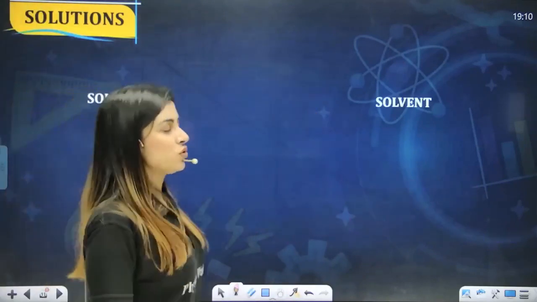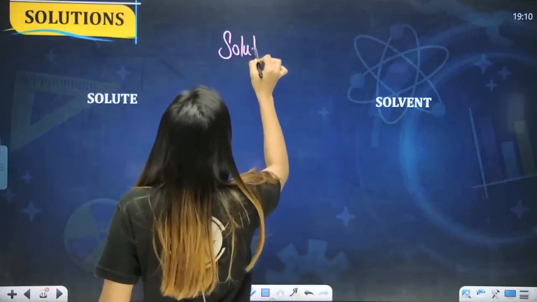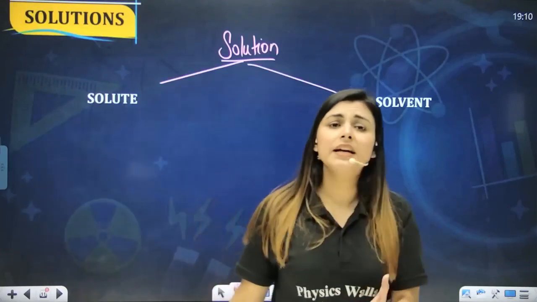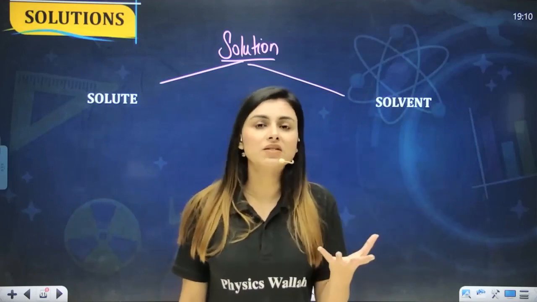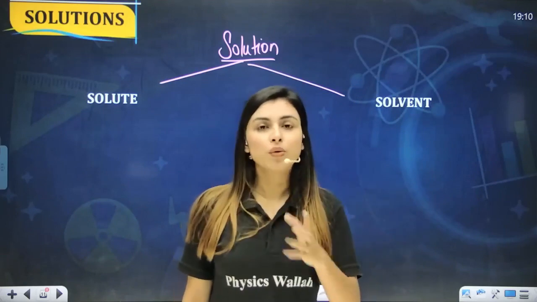Now, my dear students, depending on the number of solute and solvent, that is the total number of components, you can classify the solution as binary, tertiary, this type. So now we are going to discuss this.